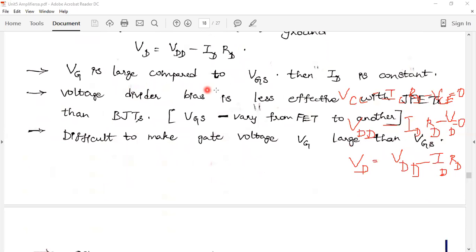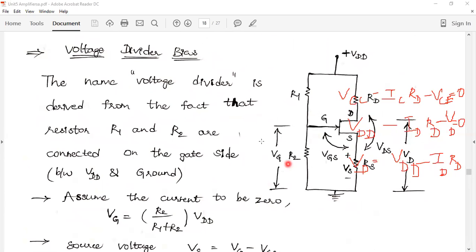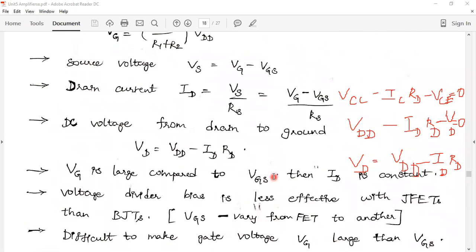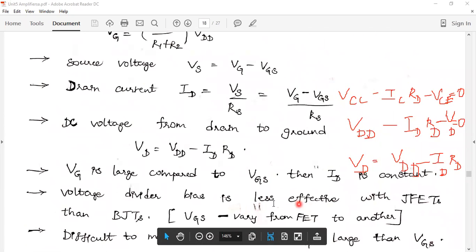Here, VG is large compared to VGS, then ID is constant. When VG is large compared to VGS, then the current flowing across the drain is going to be constant. Only then is that current going to be constant.